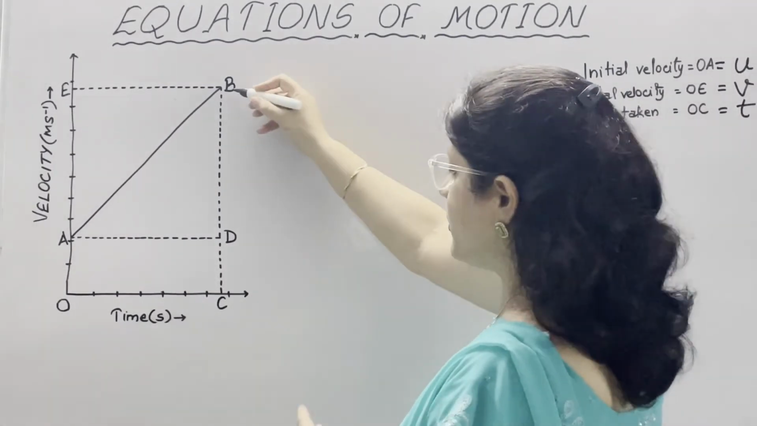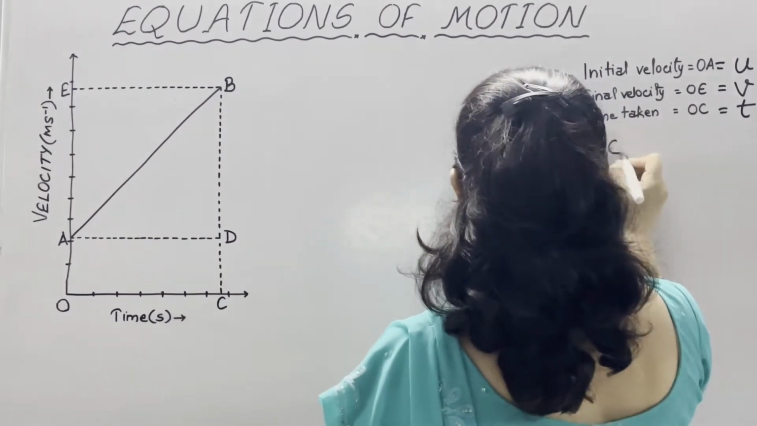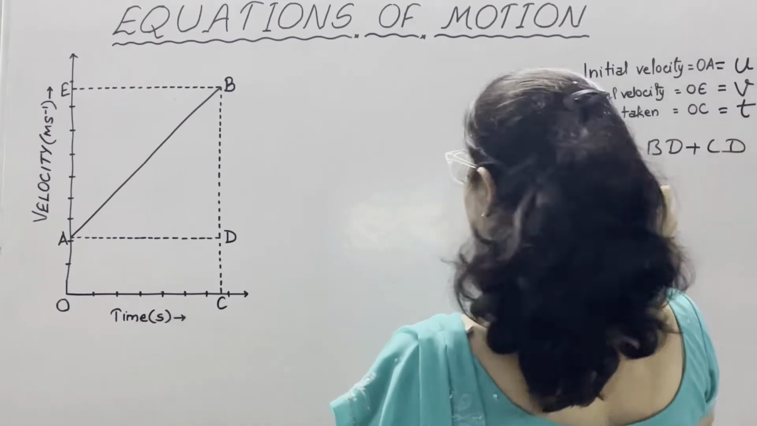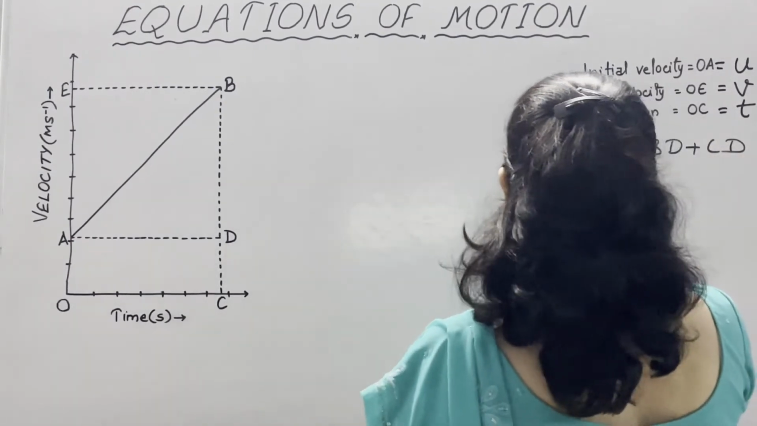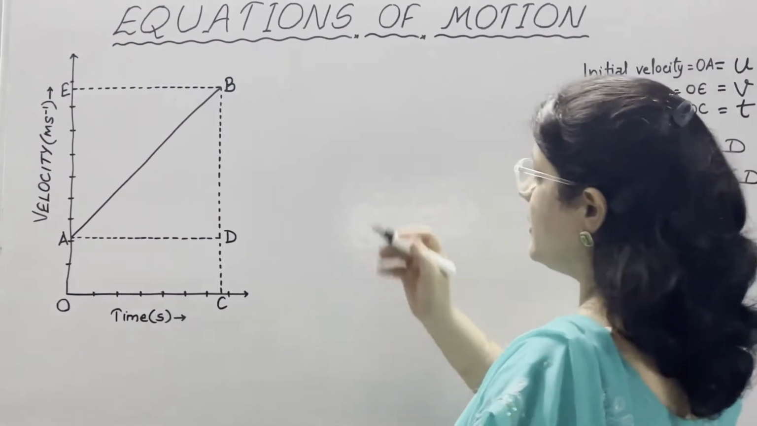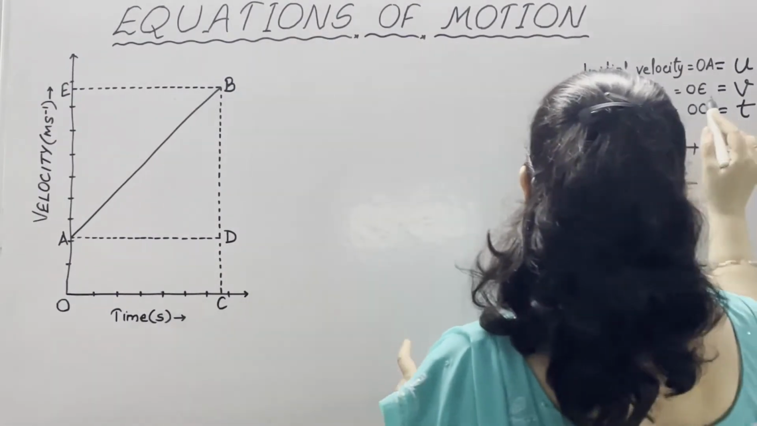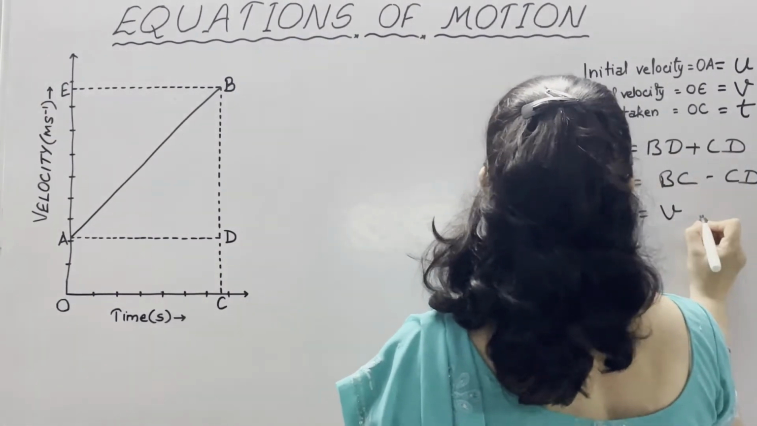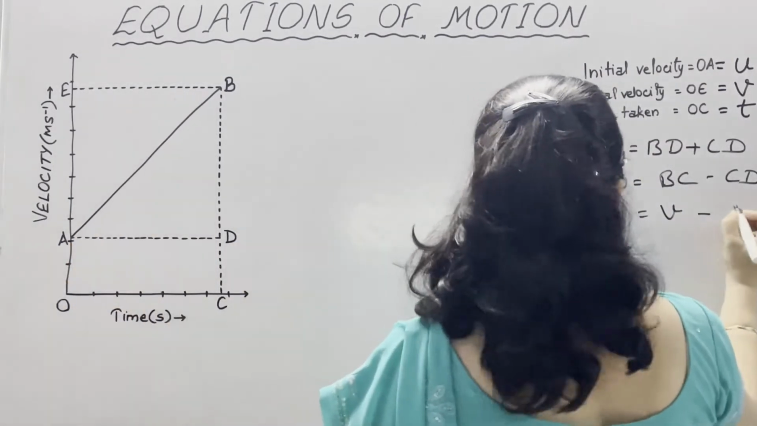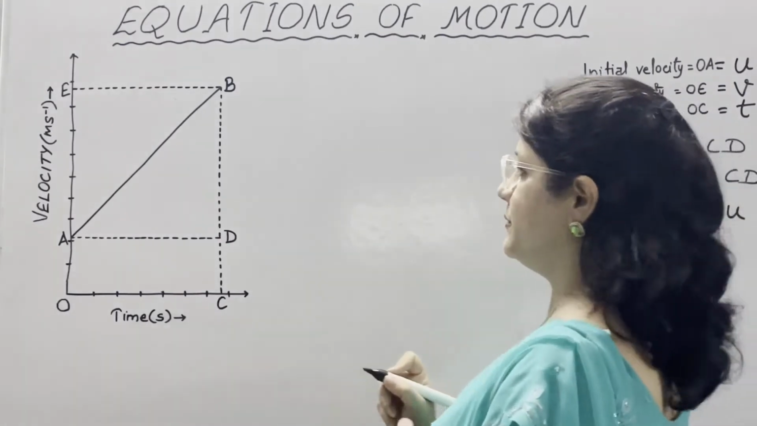Now, come to this vertical line BC. BC is equal to BD plus CD. Now, what is the value of BD? It is given by BC minus CD. Now, BC is equal to OE, which is given by v. And what is the value of CD? It is equal to OA and it is u. So, BD is given by v minus u.